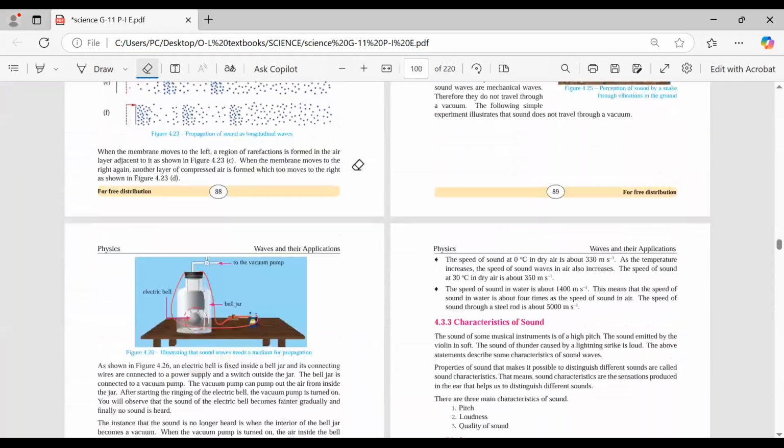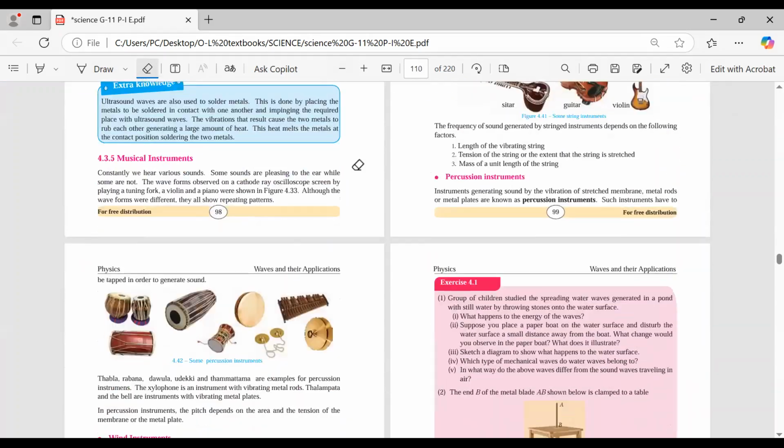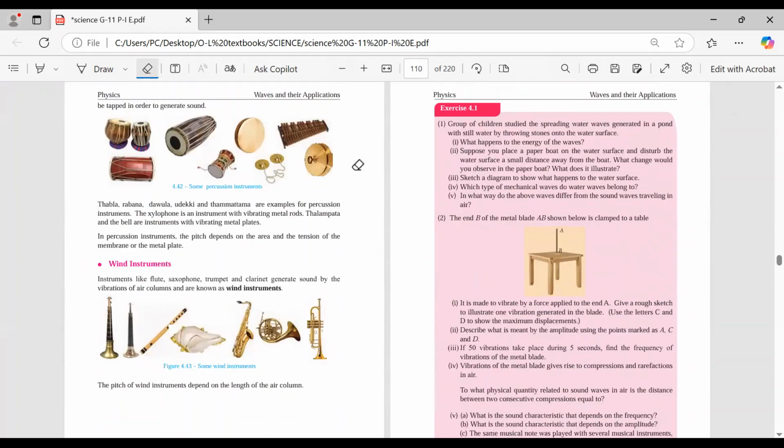Right. Now the next part is electromagnetic waves. Before coming into that, let's look at the first question. Let's try to do the first question, exercise 4.1.